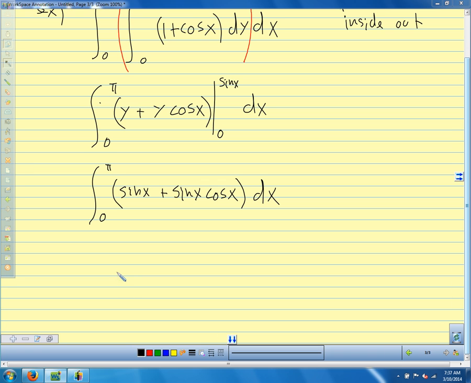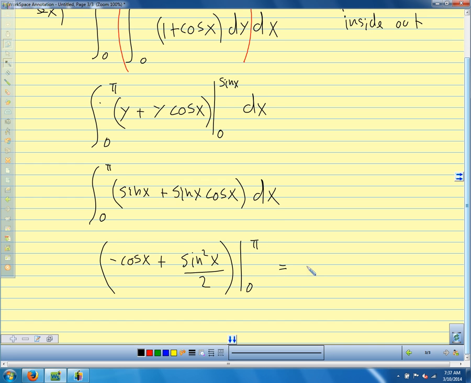Negative cosine x? Yes. And sine x cosine x? Let's let u equal sine x. du is cosine x dx. So what do we get? Sine squared x over 2, and we're evaluating that from 0 to pi.